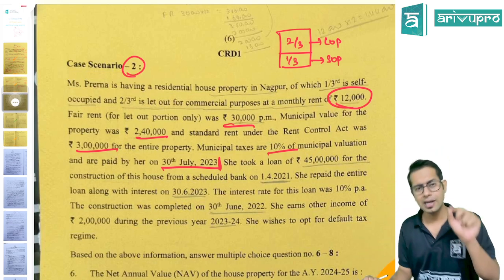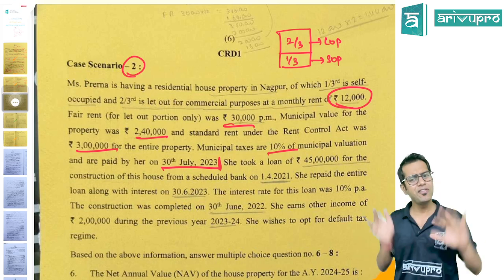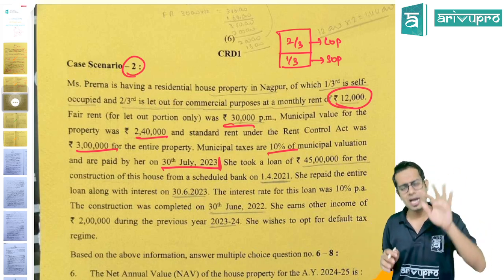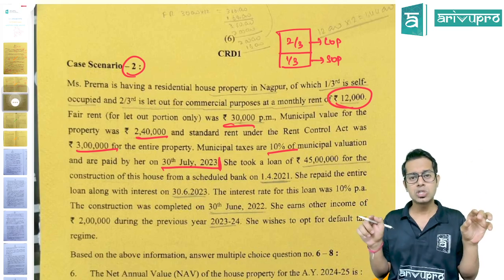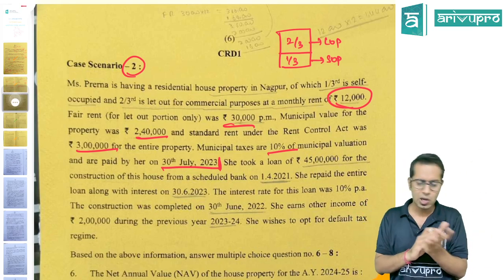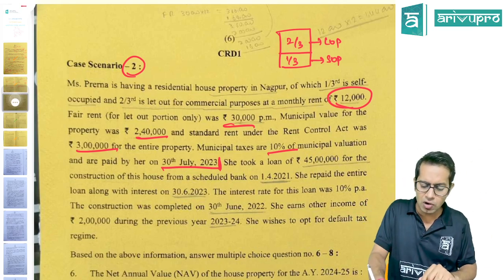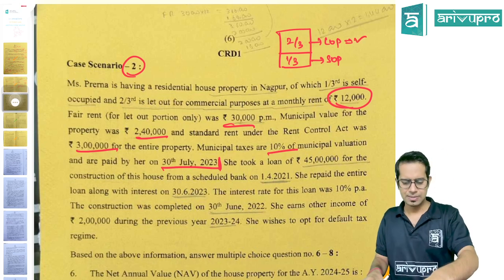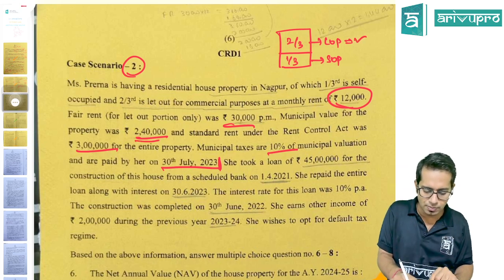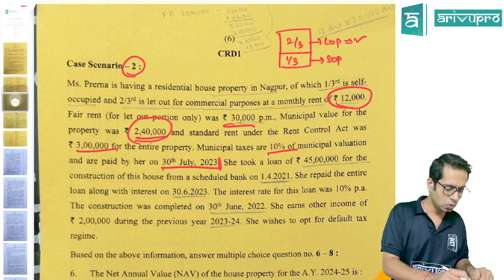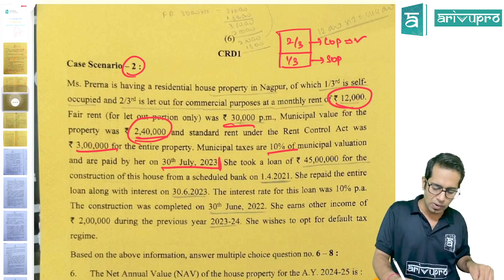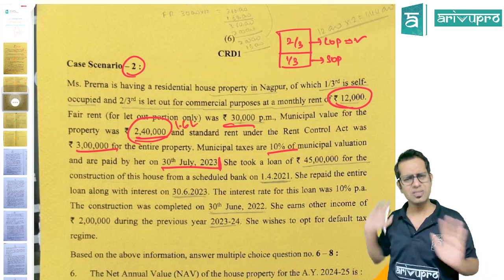Whenever it is partly let out, partly self-occupied area wise, then everything, municipal value, fair rent, standard rent, municipal taxes, etc., you will have to take proportionately based on the area of let out and self-occupied, meaning only for the let out portion it will be taxable. So for example, in the present case, municipal value is 2,40,000. So how much will I take for my computation purpose? 2,40,000 into 2 divided by 3, which is 1,60,000. Okay, this is what the provision is telling.